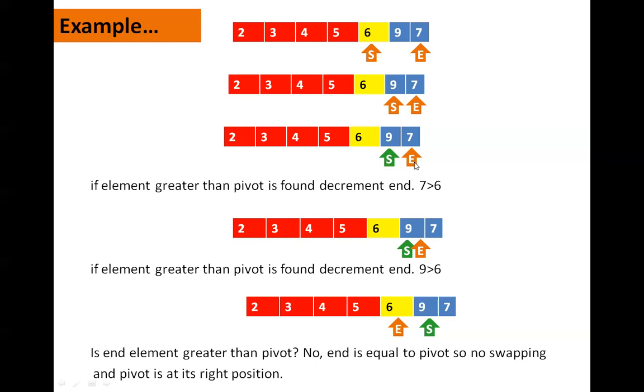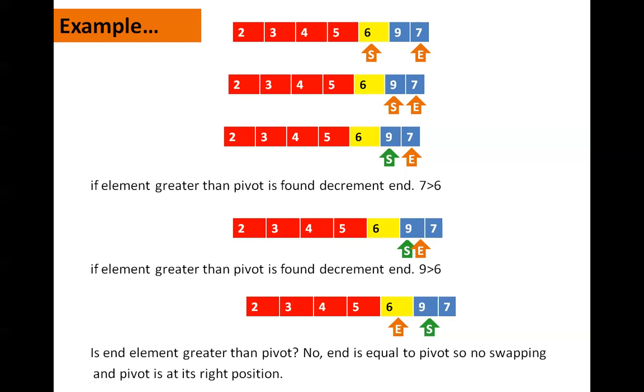Now what you do, you check whether 7 is greater than 6. Right, 7 is greater than 6. That is, 7 is greater than pivot, so you decrement the end pointer. So now the end pointer and start pointer are both pointing at 9.